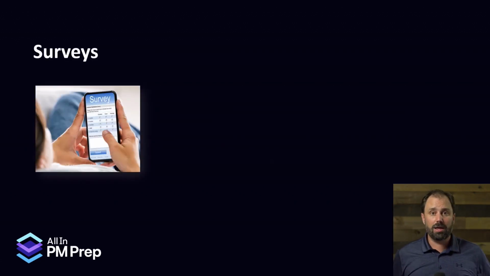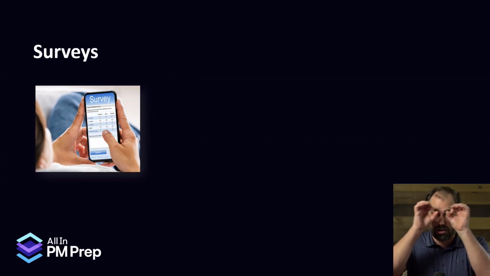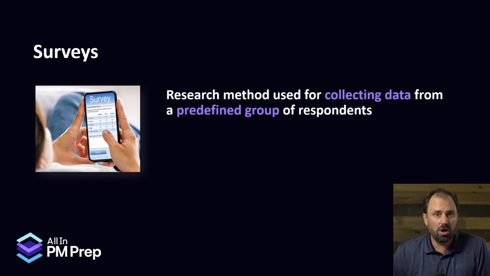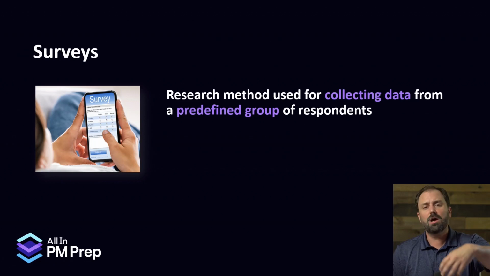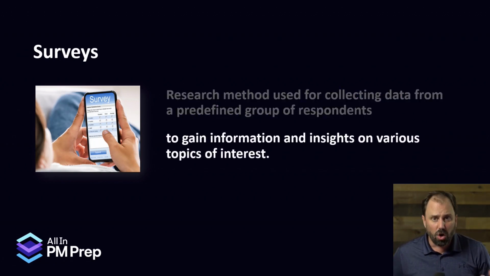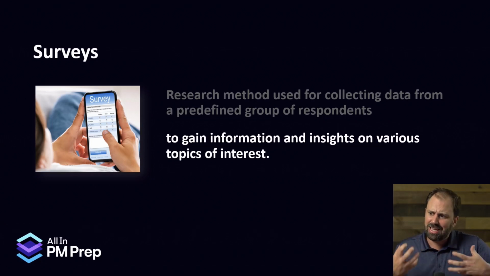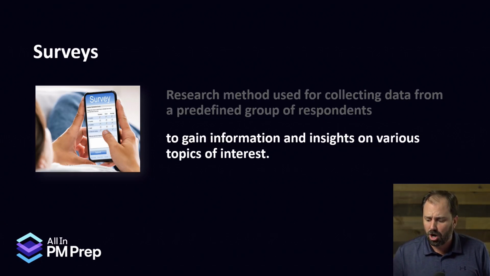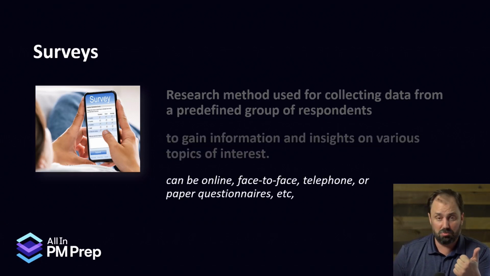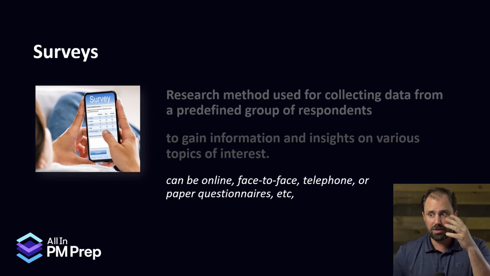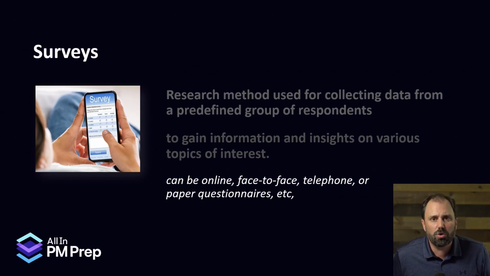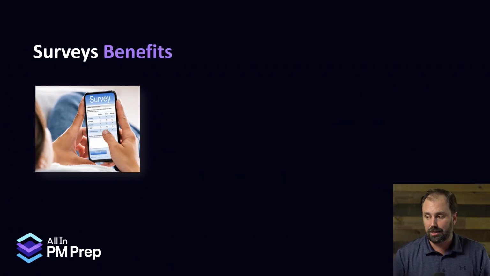Now, another way, it's not as hands-on as going out looking at something, is a survey. You all know what this is. It's a research method, right? Collect a bunch of data from predefined groups. The goal is to get that information in, get those insights of the things that we're talking about. It could be online, like this guy's doing right here. Cool, he's filling out an online survey. Could be face-to-face. Hey, what do you think about X, Y, and Z? Could be over the telephone, paper questionnaire, whatever works in your environment. You have a predefined list of questions, bang, it's going out to your audience, all right?